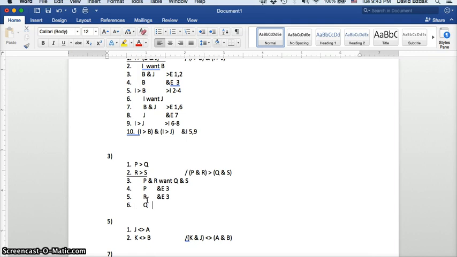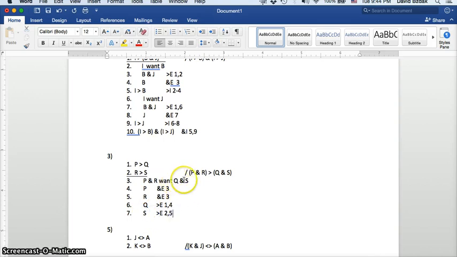So we get Q by conditional elimination 1 and 4. 1 is a conditional, the antecedent's P. Line 4, there's the antecedent P. So with 1 and 4, we can get the output, which is Q. We can do another conditional elimination to get S. This time 2 and 5. Right? Line 2 is a conditional with the antecedent R. Line 5 is R. So conditional plus antecedent gives us consequent.